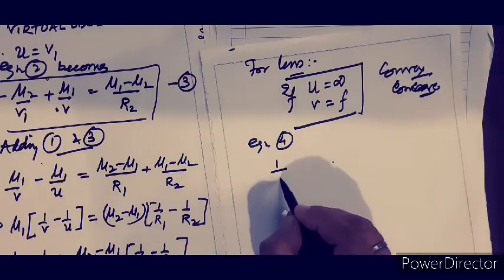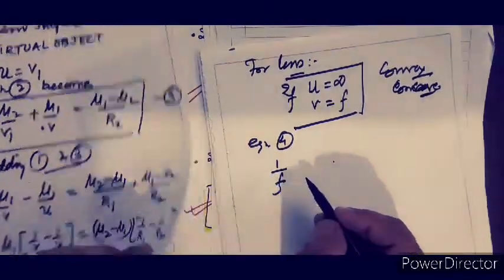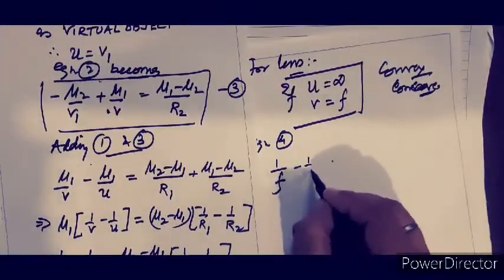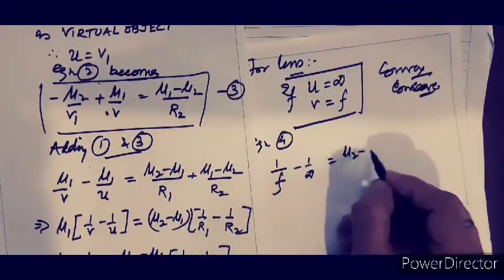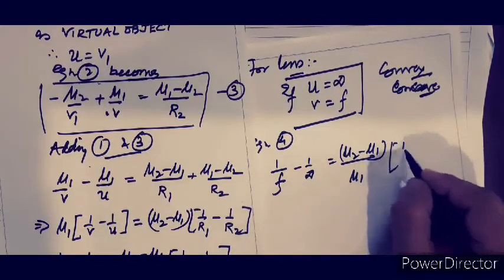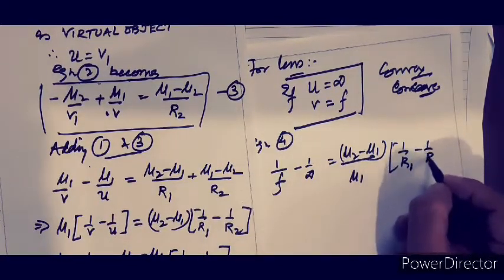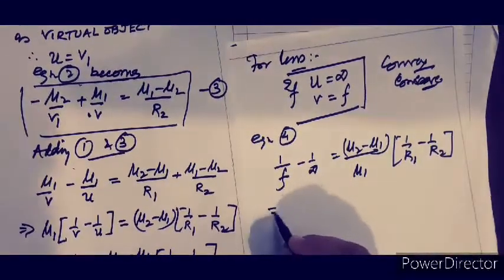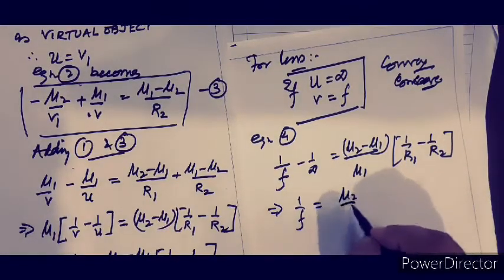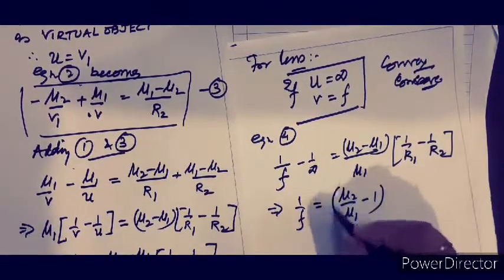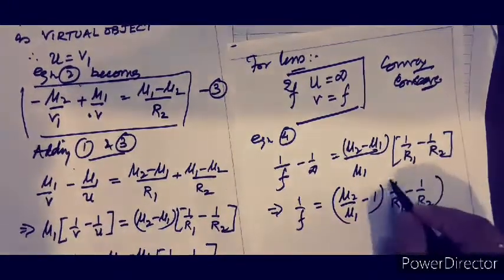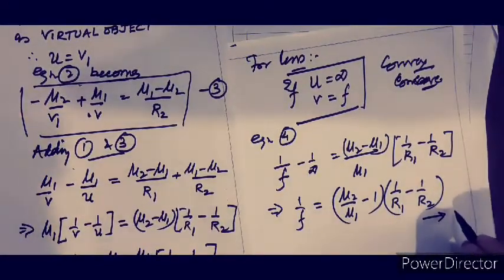equation 4 becomes 1 by f, putting the value 1 by f minus 1 by infinity is equal to mu2 minus mu1 by mu1 and 1 by r1 minus 1 by r2. 1 by infinity is 0, so 1 by f is equal to mu2 by mu1 minus 1, 1 by r1 minus 1 by r2. Equation number 5.